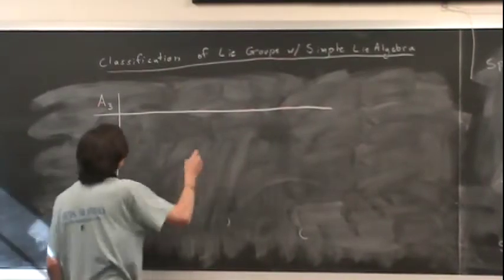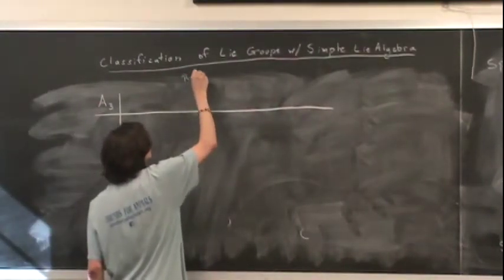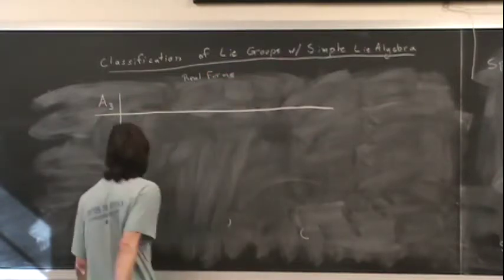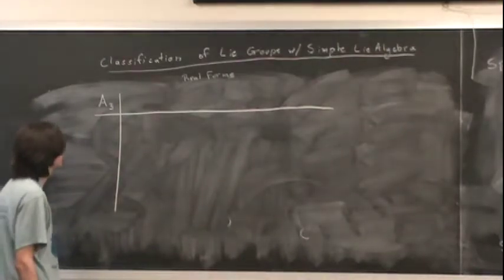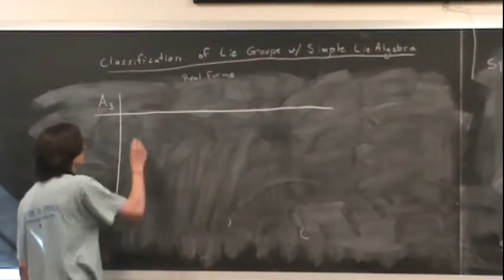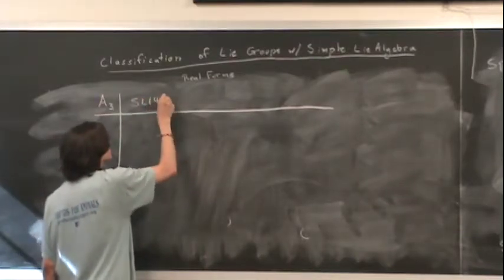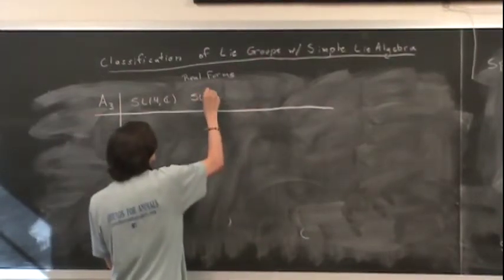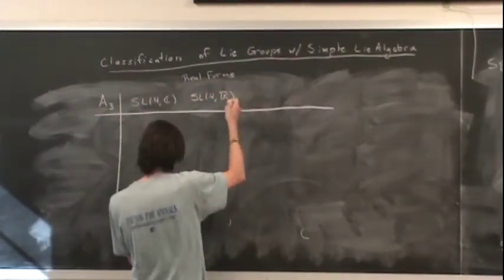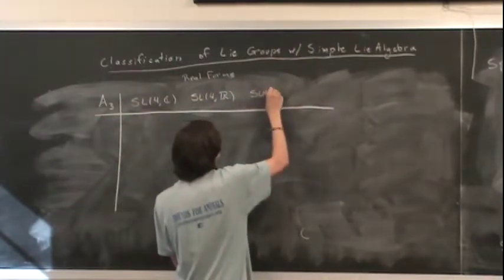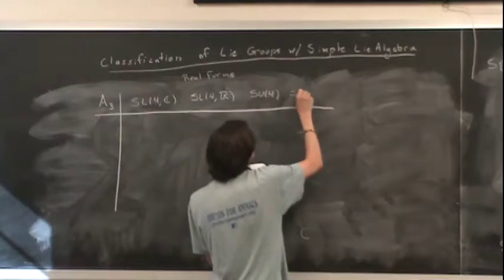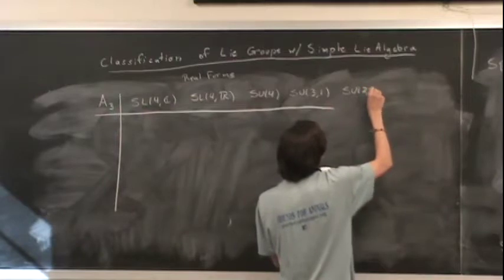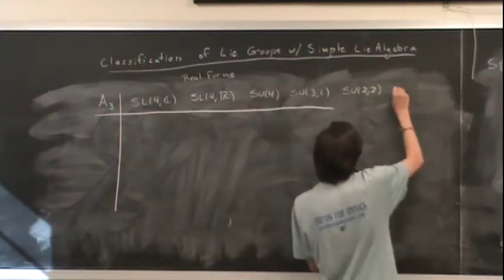On the top of A3, I will write it in all of its real forms. Okay. A3 will have SL4, comma C. What are the other real forms? SL4, comma R. SU4. SU3, comma 1. SU2, comma 2. And SU4.